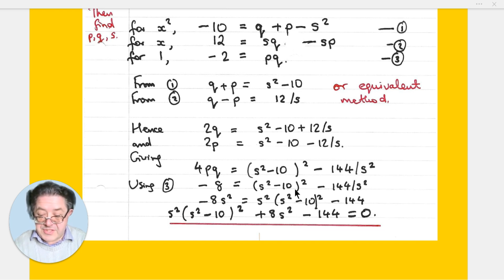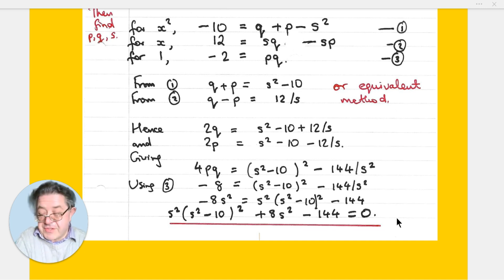We get minus 8 equals the right-hand side. Multiply by s squared and rearrange. We get the required expression: s squared minus 10 squared, add 8s squared minus 144 equals 0.